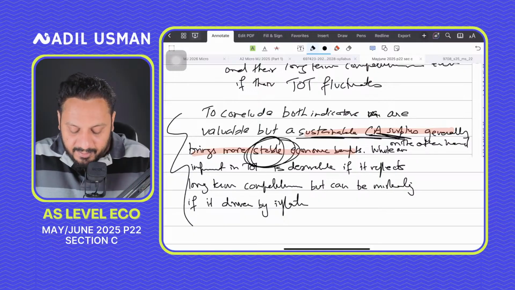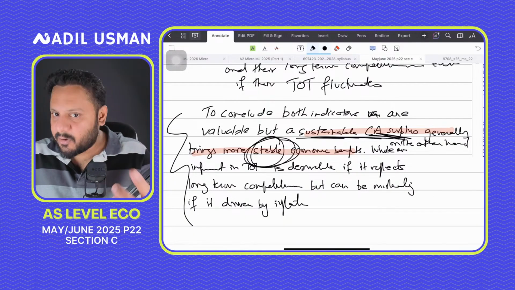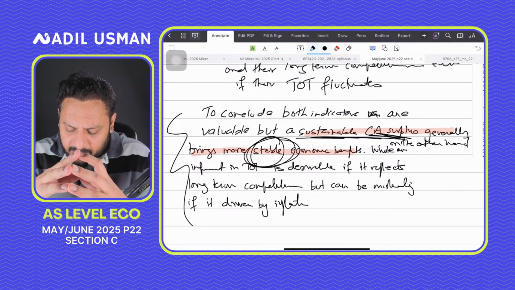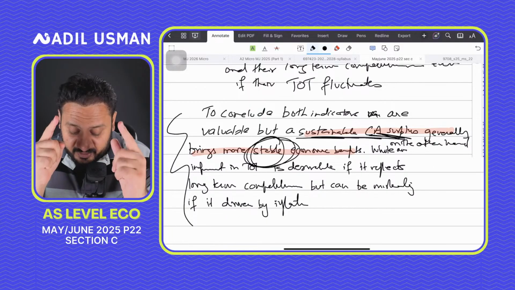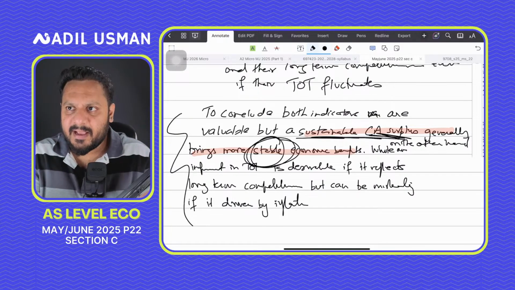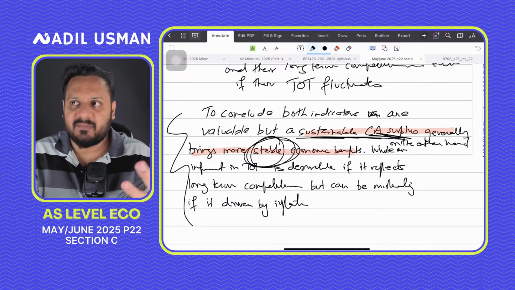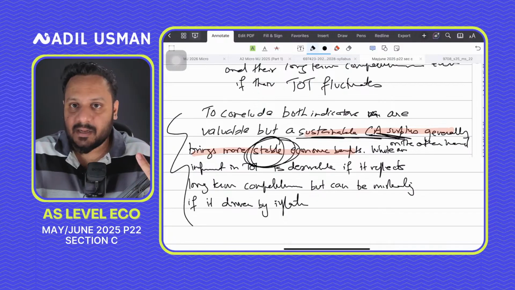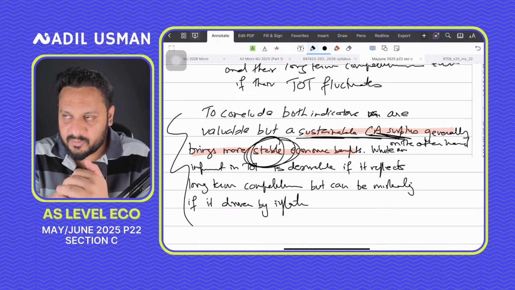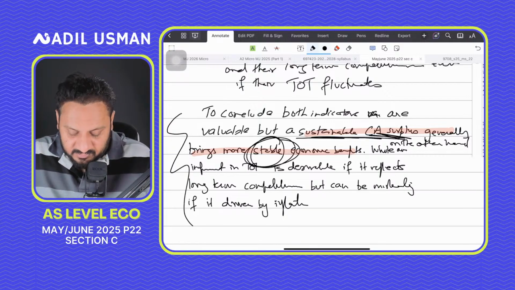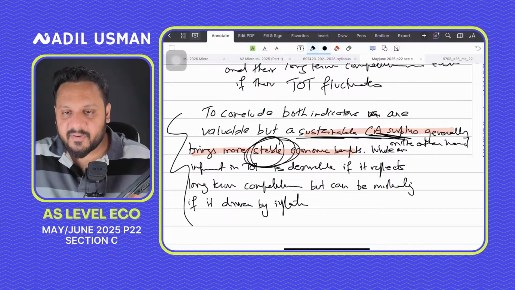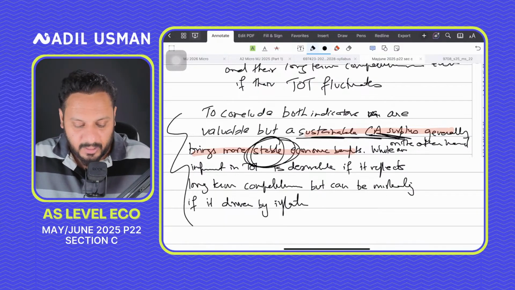While on the other hand, an improvement in terms of trade is desirable. You're not saying that improvement in terms of trade is not good. It is desirable, but only if it reflects long-term competitiveness, not short-term competitiveness, not like temporary export prices falling. No, long-term competitiveness. Maybe your exports are highly competitive because you're structurally well grounded. So that is good, but an improvement in the terms of trade could be misleading if it is driven by inflationary pressures.